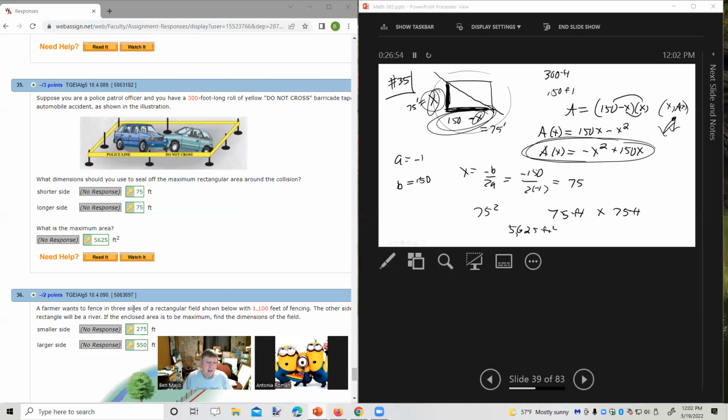Now, there's a problem with the directions on this problem. I contacted WebAssign and they didn't really give me a response. It says, what dimensions should you use? Well, it asks for a shorter side and a longer side, okay? But the sides are equal. So this set of directions is confusing. They're both the same because this thing is actually a square, which is a rectangle. So 75, 75, and then 5625. You okay with that?